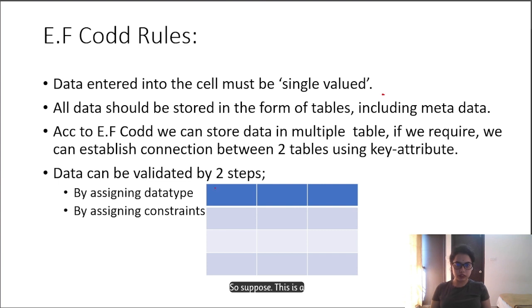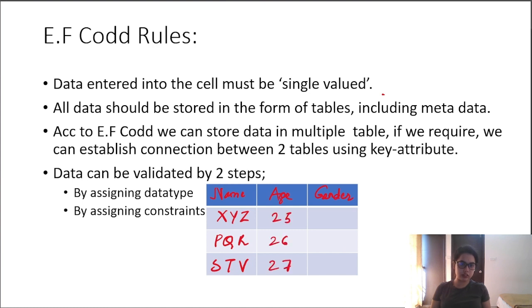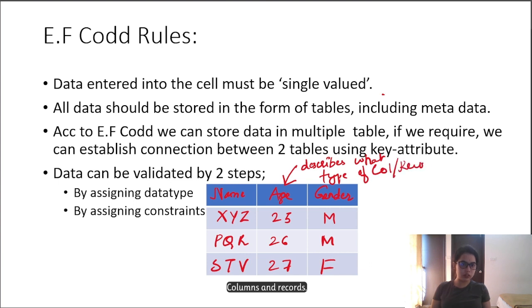So suppose this is a name column, this is age column, this is gender column. Okay. X, Y, Z, P, Q, R, and 5, 26, 27, and male, or female. Okay. Now, what is metadata? The data which describes what type of columns and records a table hold. Okay.